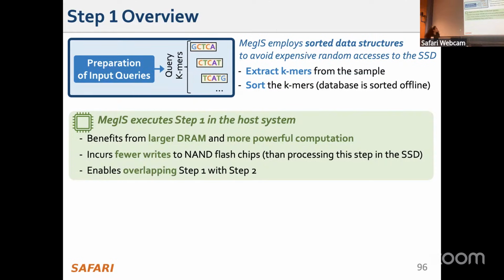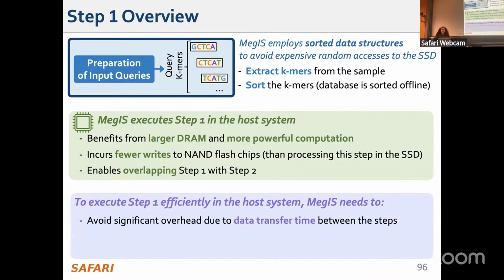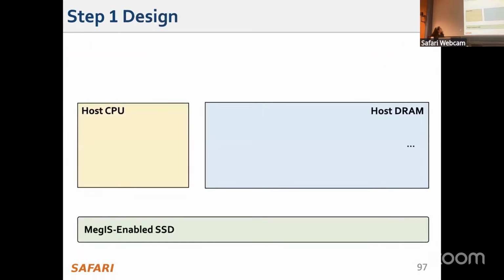It also enables us to overlap step 1 with step 2. Step 2 is going to be in the storage system, as we will discuss later. So doing this step in the host and benefiting from these capabilities also enables us to overlap these steps to run in a concurrent pipeline manner. But to actually be able to do that efficiently in the host system, we need to avoid significant overhead due to data transfer time between the steps, as we talked about, and also minimize performance and lifetime overheads even when host DRAM cannot hold all the query k-mers.